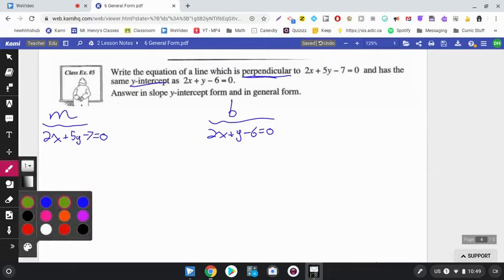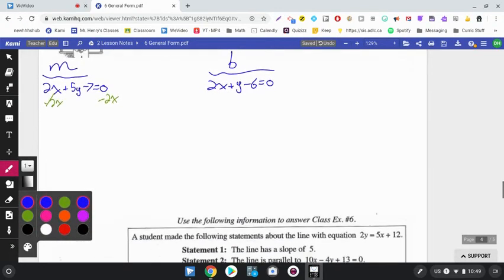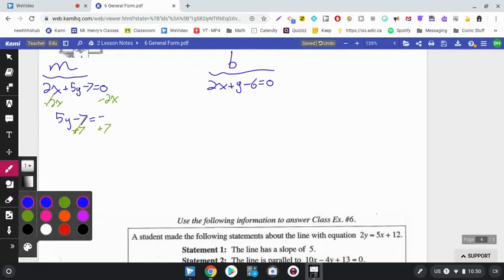Okay, let's start rearranging. Move your x over, minus 2x. What I do to one side, I do to the other, minus 2x. 5y minus 7 equals 0. Get rid of that constant, move that over. I would add 7 to both sides. Oh, I don't know why I said 0. It's supposed to be negative 2x. 5y equals my negative 2x plus 7.